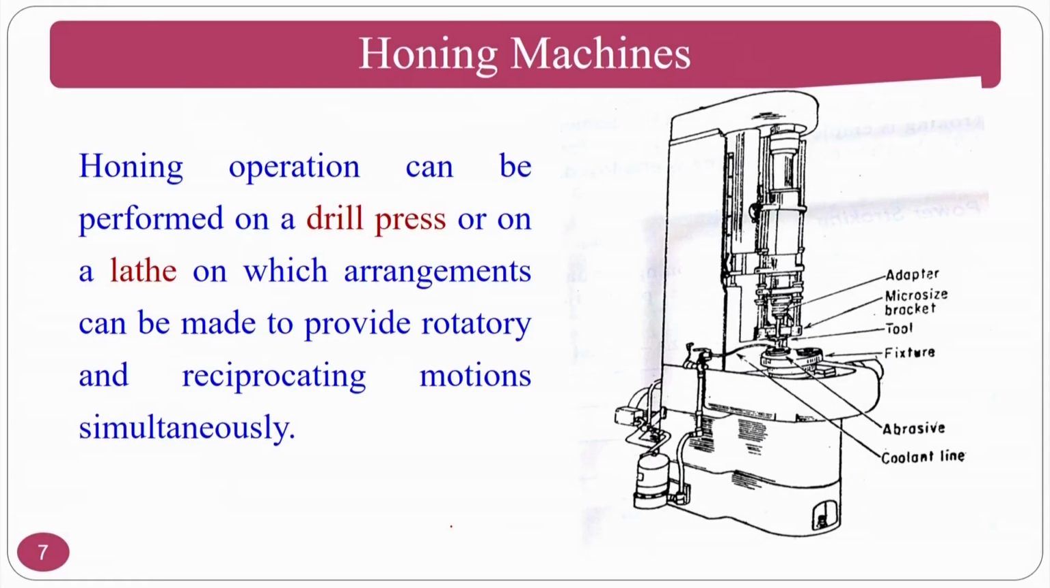The honing operation can be performed in a drill press or in a lathe. Normally, you can have a dedicated honing setup itself. If you do not have one, then in those circumstances you can fix the hone, which is the honing tool, in a lathe or drilling press, and provide rotary and reciprocating motions simultaneously so that you can do the required work.